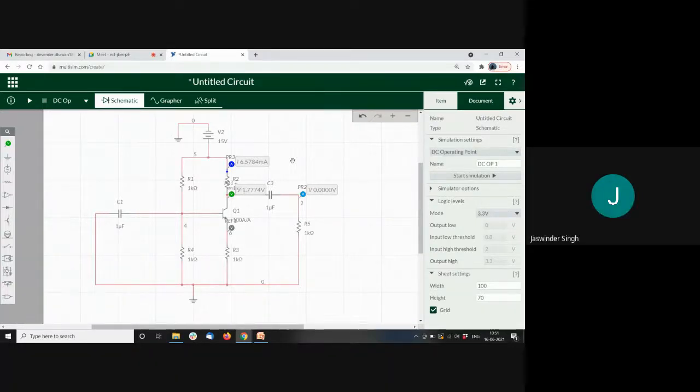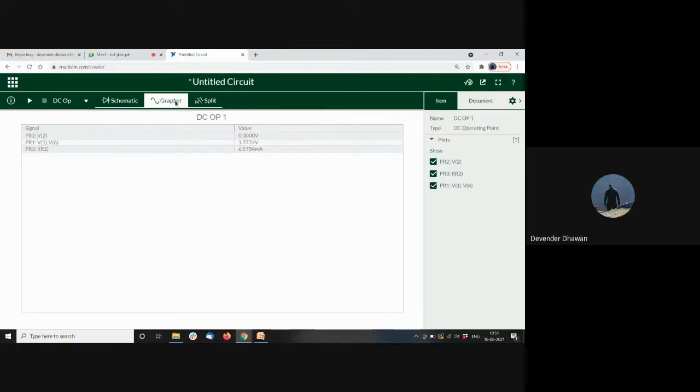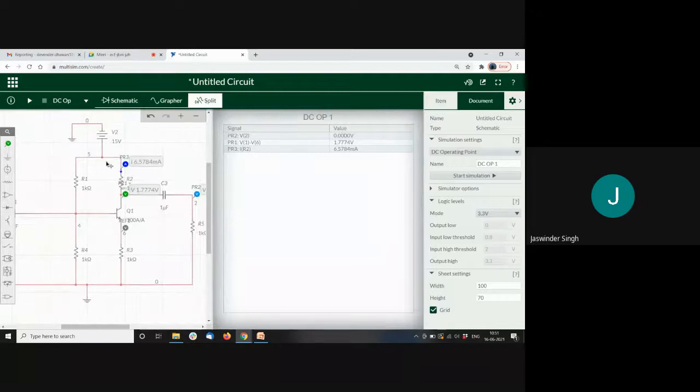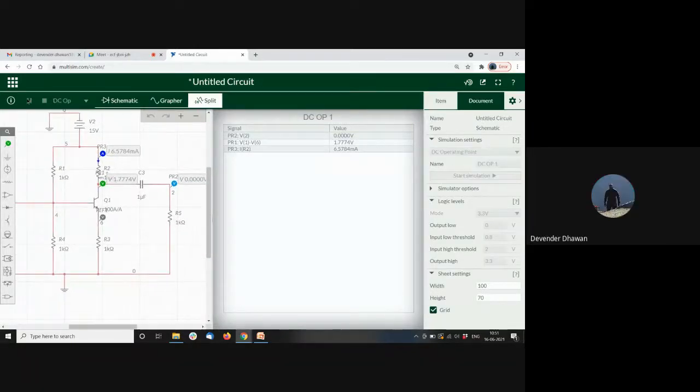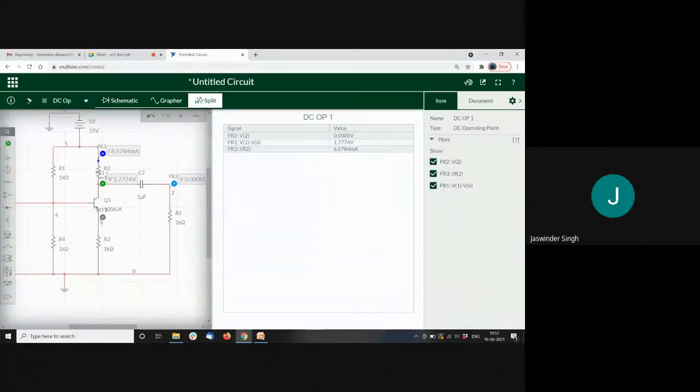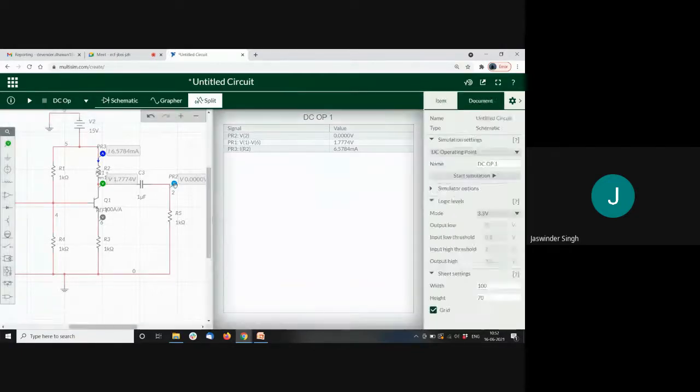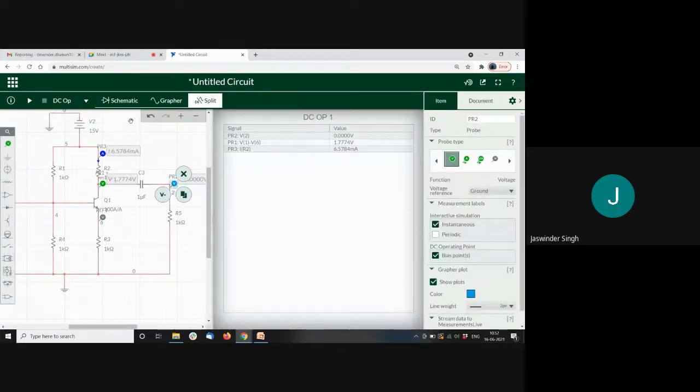Sir, check the graph. The graph will have these data only. I think we have to run the simulation first. The simulation is already run. It shows a single value under DC op. So there is no sweep available. No range, you have to do that manually. There is no range to be selected.